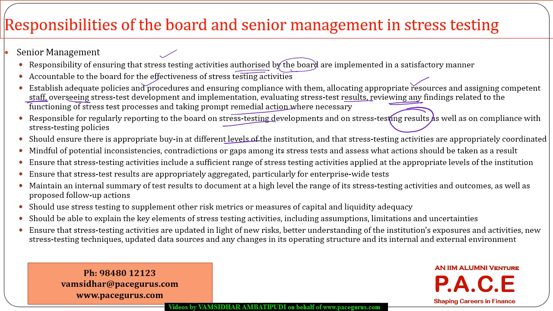At different levels in the organization, there should be an appropriate buy-in. They should really feel that stress testing is essential to mitigate the risk and to improve the overall risk management process. So proper coordination between the various teams needs to be ensured by the senior management. If the senior management does not show interest, obviously that concept does not percolate into the lower levels of the organization.